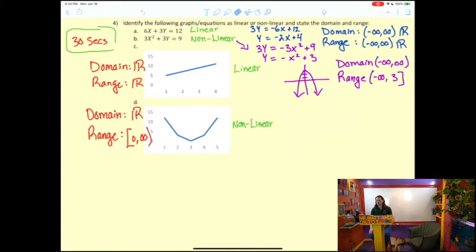The range is also all real numbers, negative infinity to positive infinity, because as we will infinitely be able to go right, infinitely be able to go left, this function will infinitely go down and infinitely go up. For 4b, however, this is nonlinear.